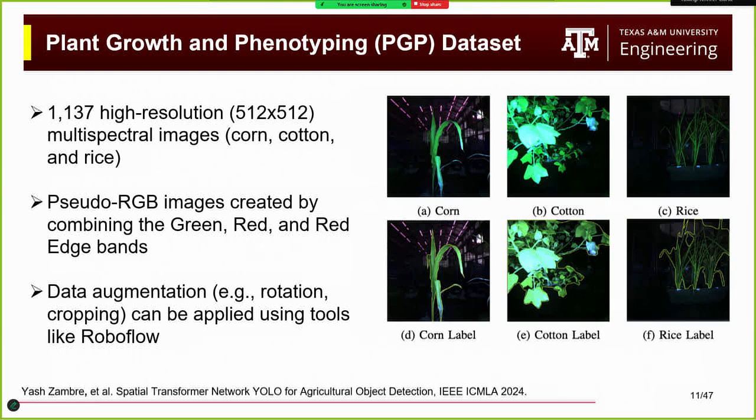And so again, this is a subset of the data we've been looking at, but we have roughly 1,100 images, 512 by 512, captured across 3 different crops: corn, cotton, and rice. And I think someone mentioned before about creating a pseudo RGB. For this data set, all 4 spectral bands are available, but we primarily use the green, red, and red edge to create these pseudo RGB images for processing with different pre-trained machine learning models.